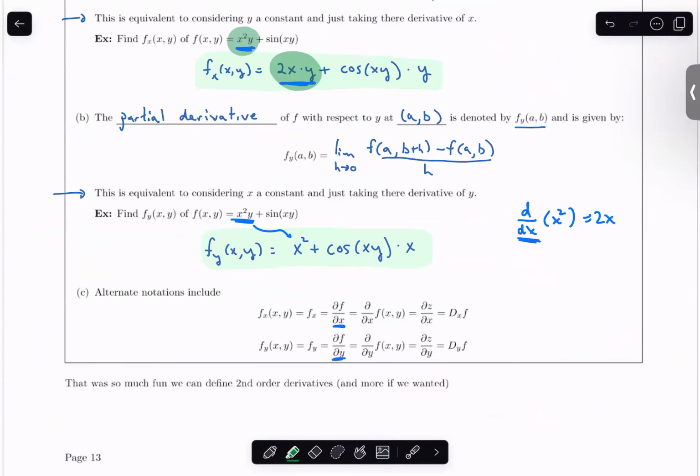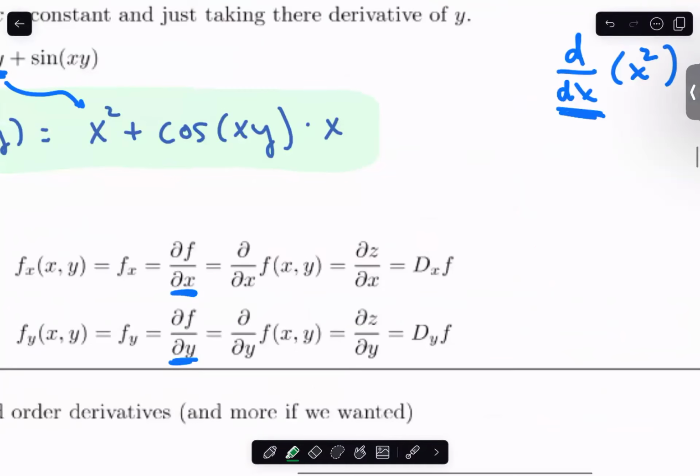There are various notations. The subscript notation is, I would say, my favorite, but you can also use the partial notation. This is more akin to the Leibniz notation from Calculus 1.